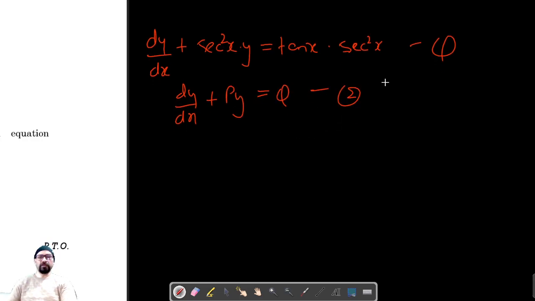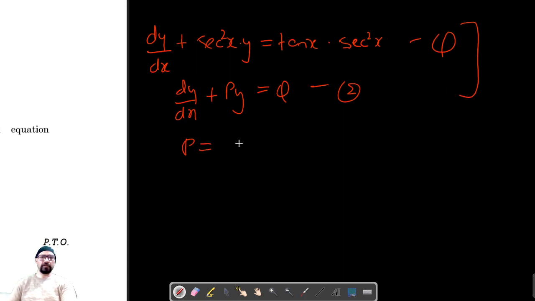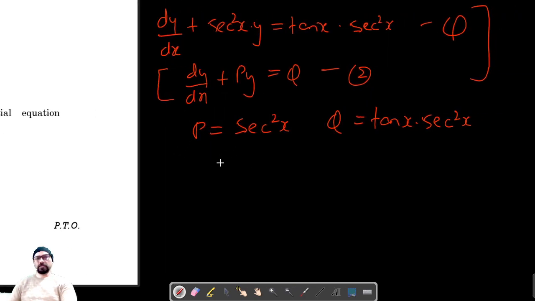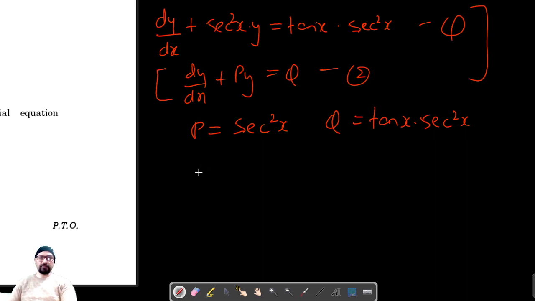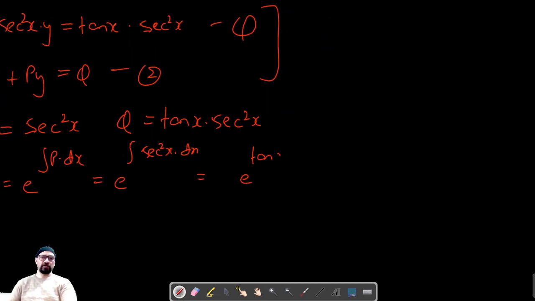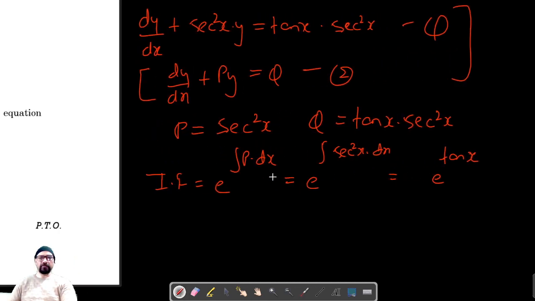This seems to be of the form dy/dx plus Py equals Q, and if we compare these two equations, it gives us P is equal to sec²x and Q is equal to tan x times sec²x. We know the general solution for this form uses the integrating factor, so we have to find the integrating factor first. The integrating factor is e raised to the power integration of P dx, which is the integration of sec²x dx, and the integration of sec²x is tan x, so it's e raised to the power tan x.